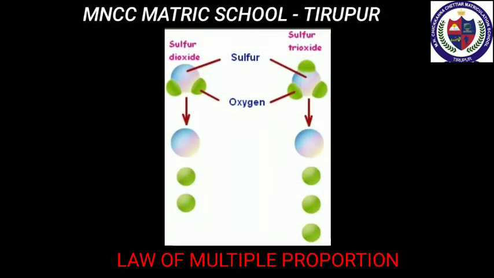Next we move to law of multiple proportions. This law was proposed by John Dalton in 1804. It states that when 2 elements A and B combine together to form more than one compound, then the masses of A, which separately combine with a fixed mass of B, are in simple ratio. For example, sulfur combines with oxygen to form sulfur dioxide and sulfur trioxide. The ratio of masses of oxygen in SO2 and SO3 for a fixed mass of sulfur is 2:3.